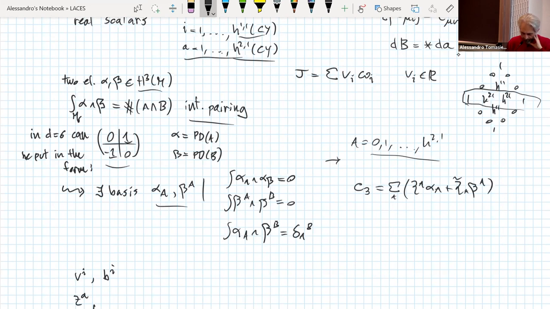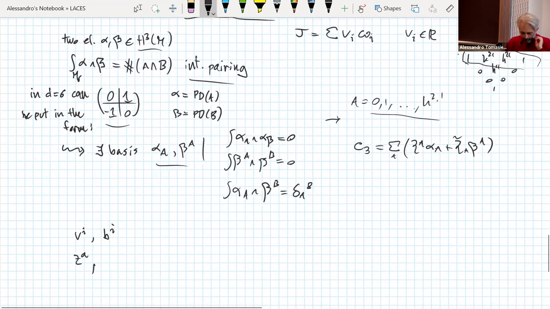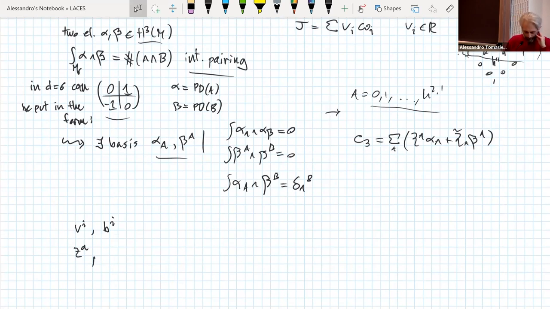And I introduce coefficients zeta and zeta tilde. Now, let me collect these. I could write these among the scalars just together, but I want to separate the two h to one of them, of these scalars, from the rest, from the others. We'll see in a second why.